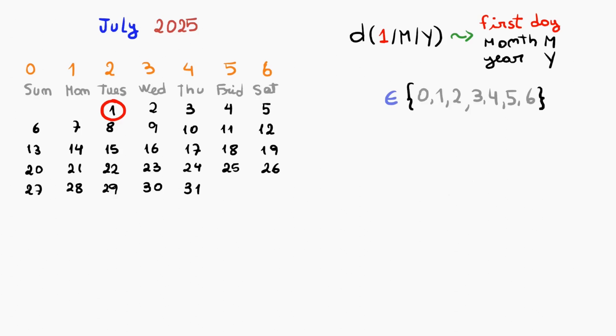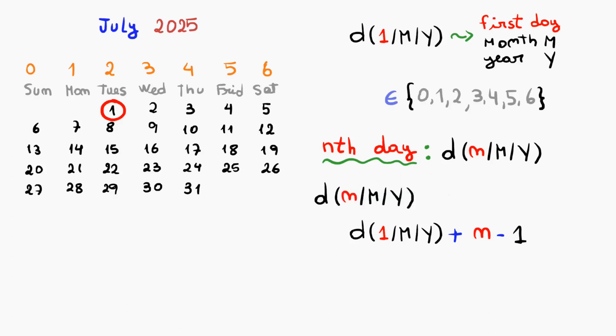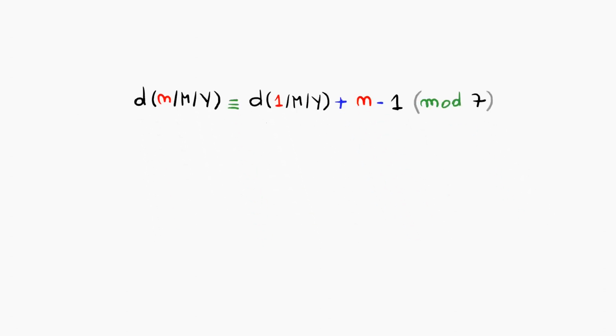Therefore, the day of the week corresponding to the nth day of the same month, M, and year Y, can be obtained by adding n and subtracting 1, since the nth day occurs n-1 days after the first day. But this is not just any sum. It is a special sum that we denote by adding mod 7.